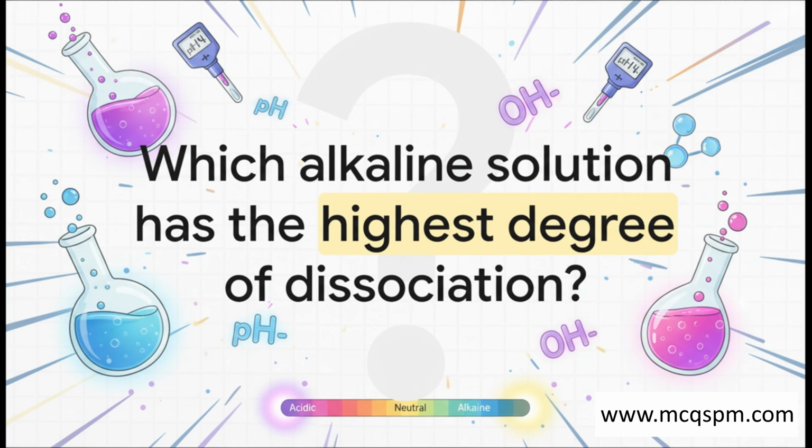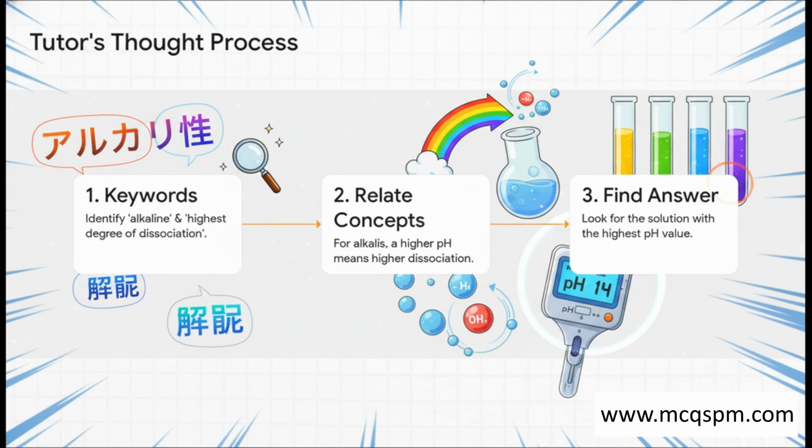We've got 4 alkaline solutions, they all have the same concentration, and we just need to find the one with the highest degree of dissociation. So let's walk through the thought process. What are the keywords here? Alkaline solution and highest degree of dissociation. Now let's connect those ideas.